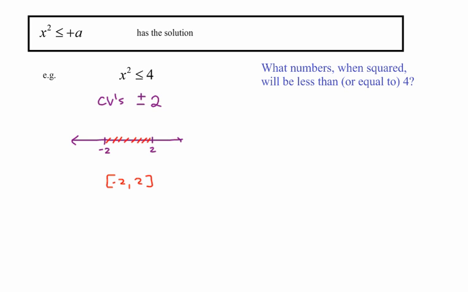Same idea, so our solution would be between -a and a. If we write it as an inequality, it's when x is greater than -√a and less than or equal to +√a.